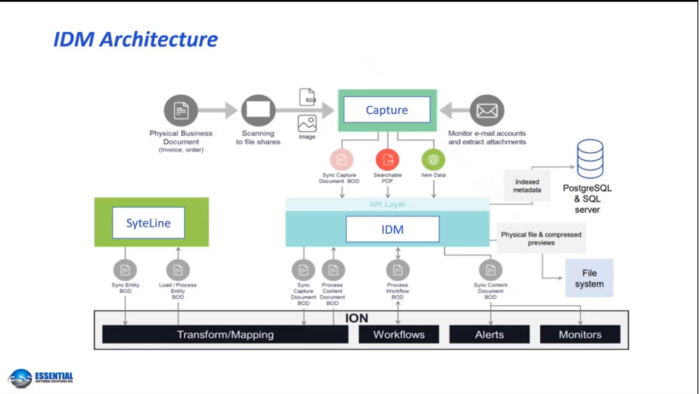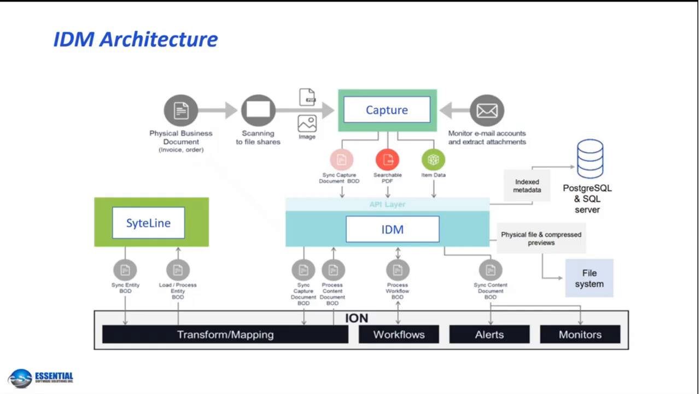Instead, IDM stores references, the technical term for its metadata, that points to where documents live in IDM. So you can think of Sightline as the system that's going to use the documents, while IDM is the system that's going to store and manage them.